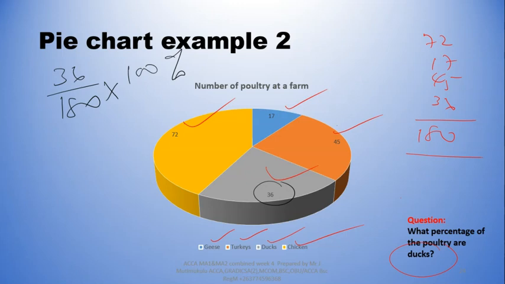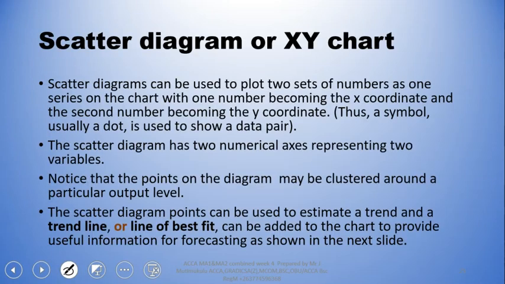What percentage of poultry are ducks? So we then have to say 36 over 180 multiplied by 100, and what do we get? Oh, this is very interesting, isn't it? That's 20%. So we can easily see that ducks are actually 20% on that particular farm. I think we are done, and let us talk about this last item before we call it a day.